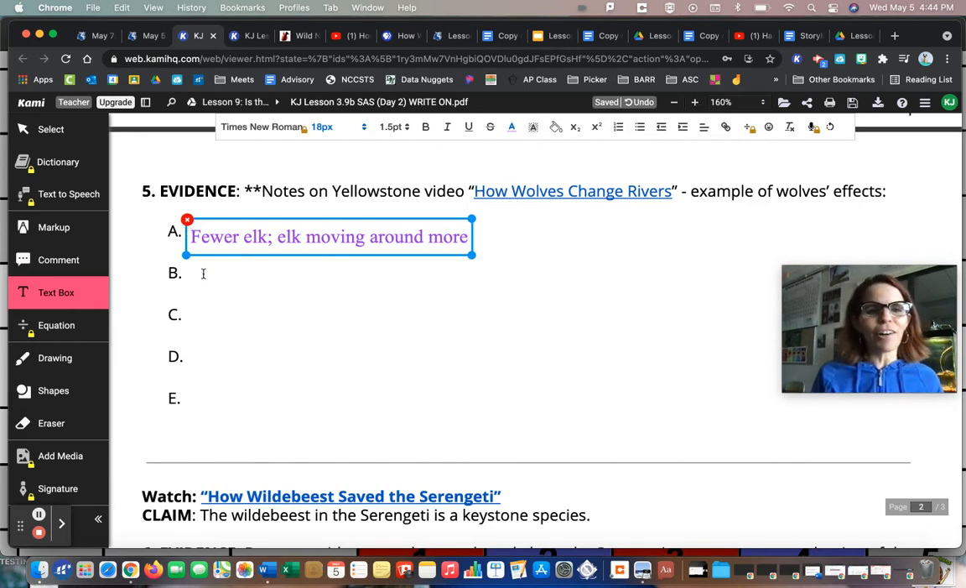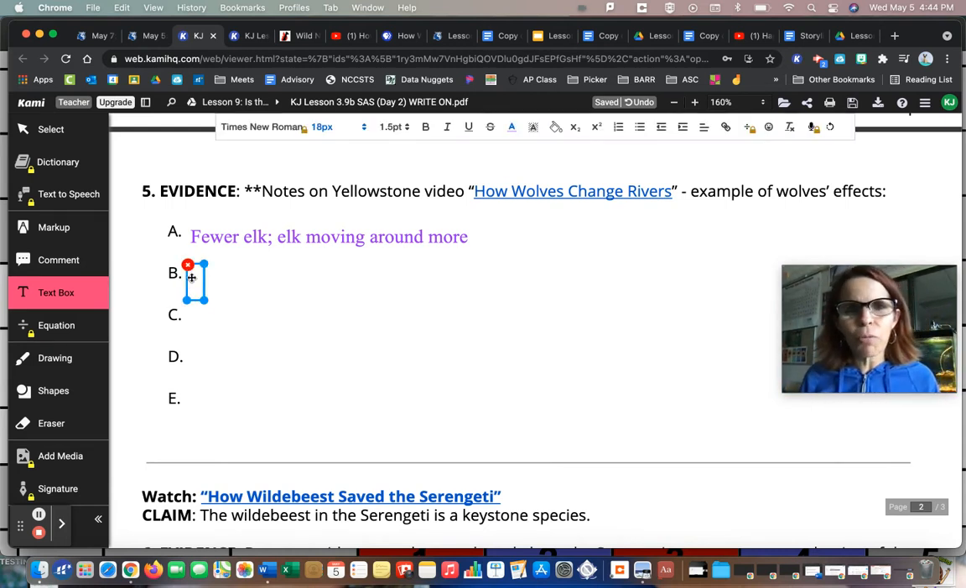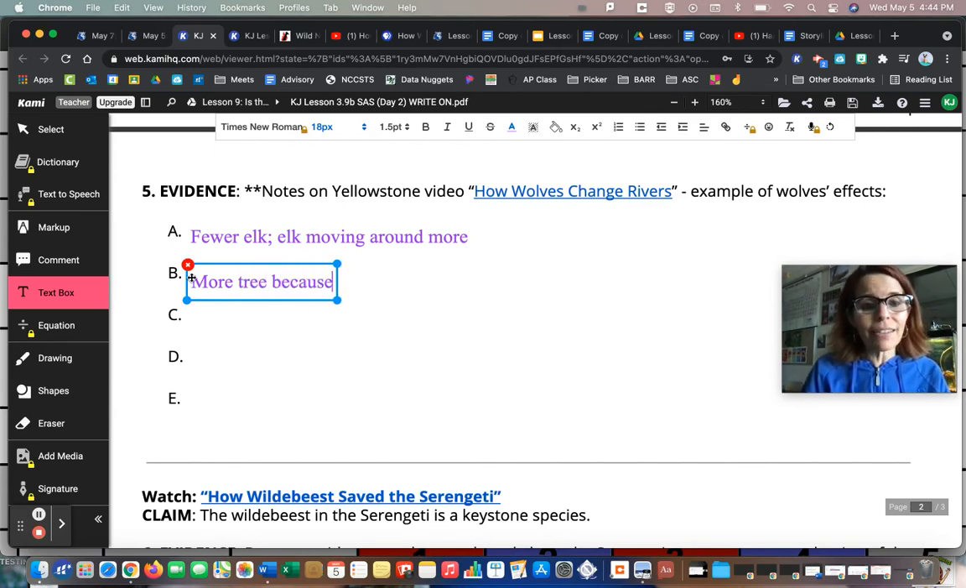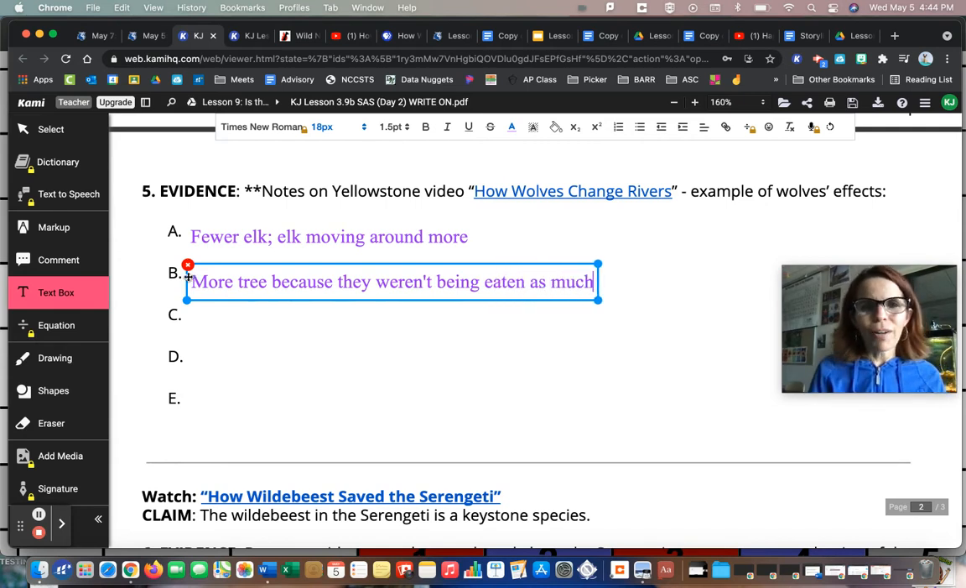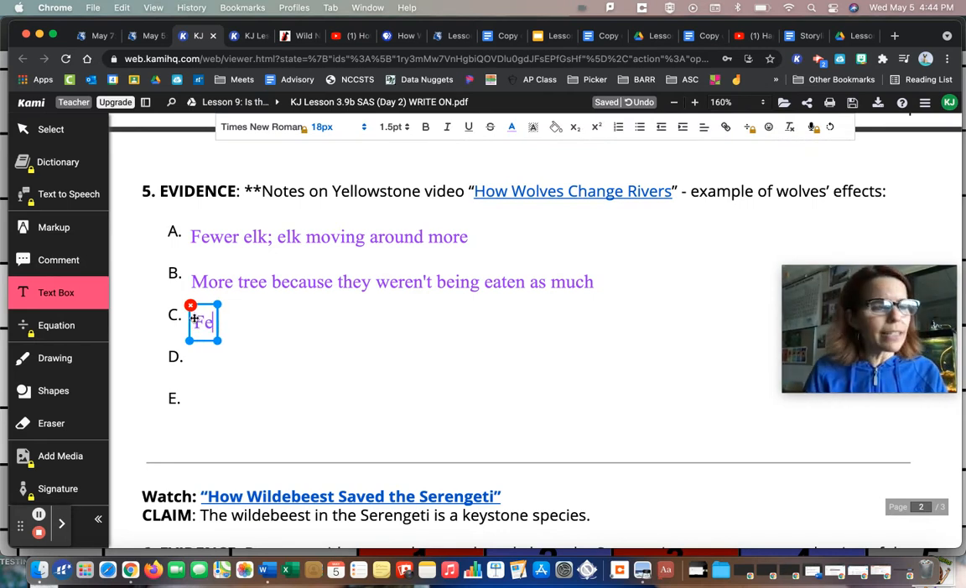And then the elk numbers began to go down, and they had to move and hide and escape and go to other areas of the park. So they weren't eating all the plants in that one area. So then, because there were fewer elk, more trees because they weren't being eaten as much. Okay, so we have more trees. We have fewer coyotes. There's so many things we could write here. I'm just writing some of them.